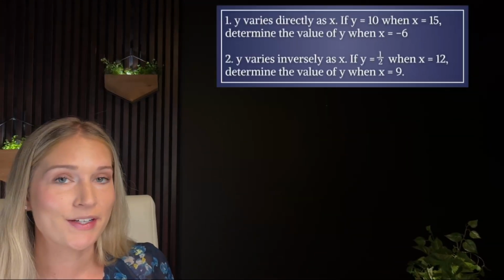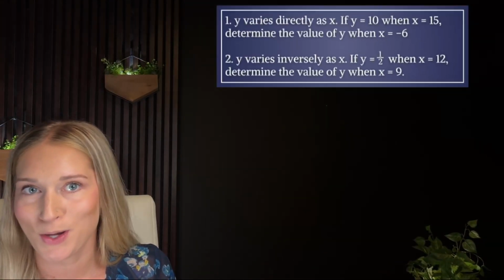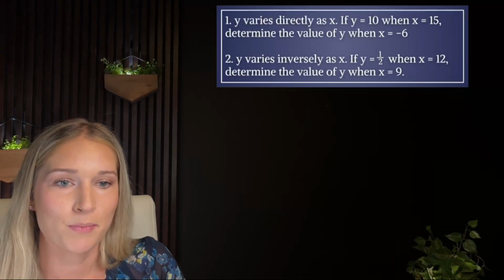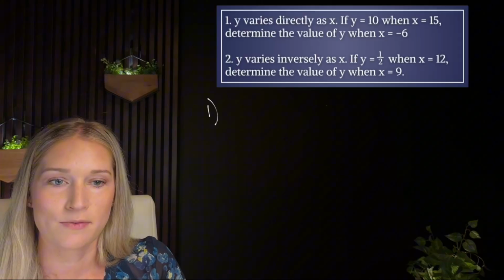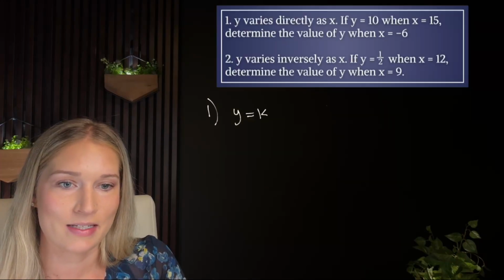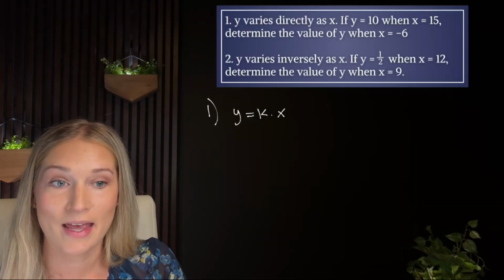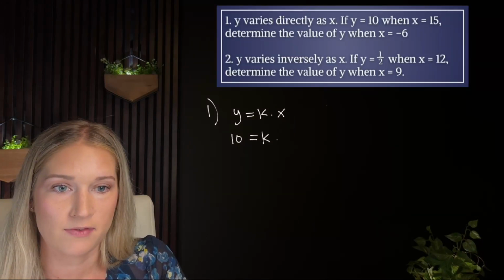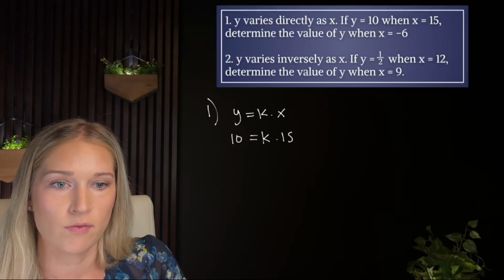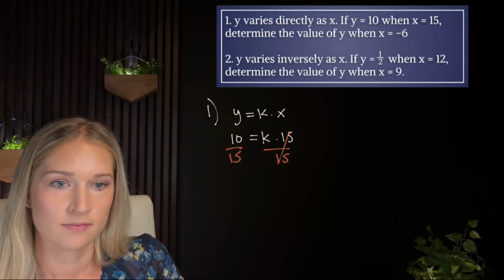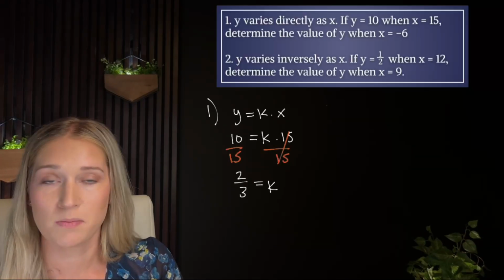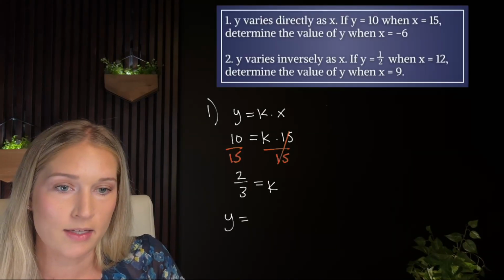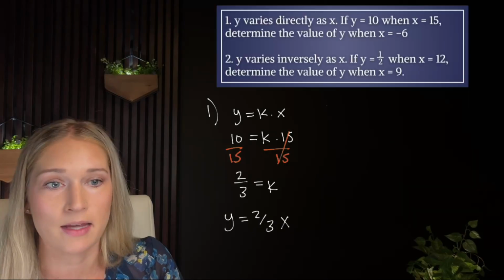Two more. Now, if you're feeling good, go ahead and pause the video and try them on your own, but I'll go ahead and work through them as well if you would like to follow along. So number 1, y varies directly as x. So y equals k times x. Y is 10 when x is 15. So I'll go ahead and put my 10 and my 15 in and solve for k. Here, k is a fraction, but that's fine. K is 2/3, which means that my equation is y equals 2/3 times x.